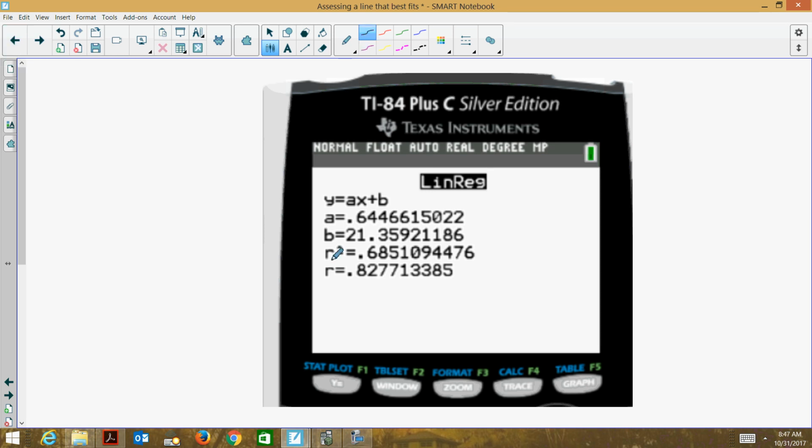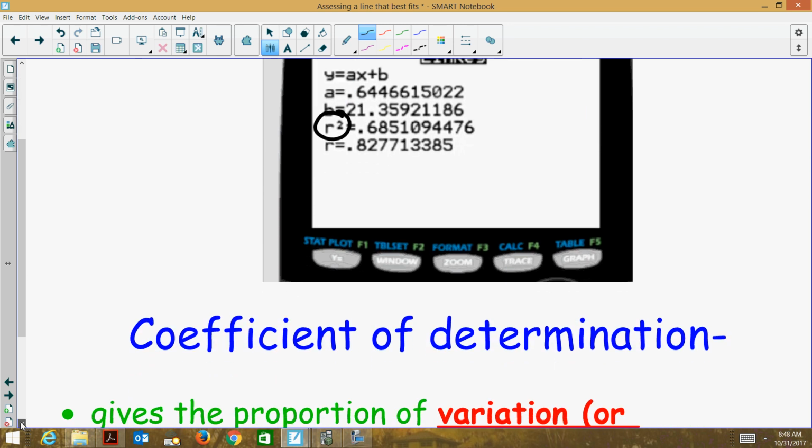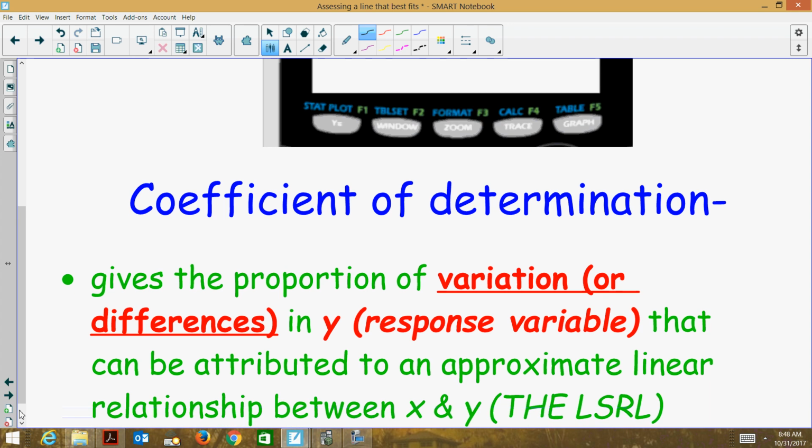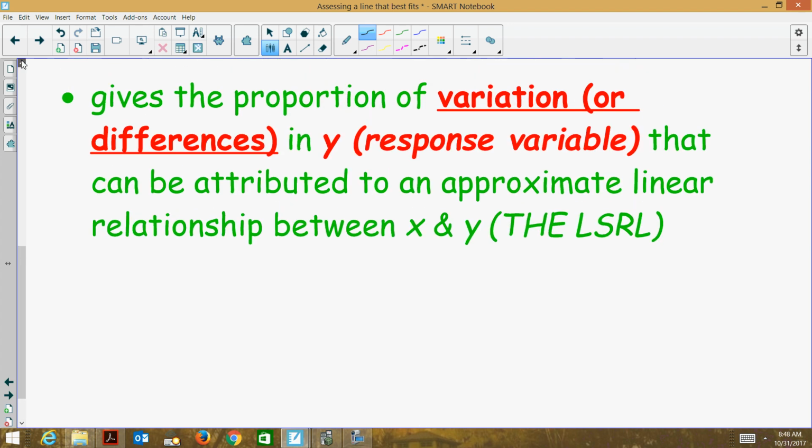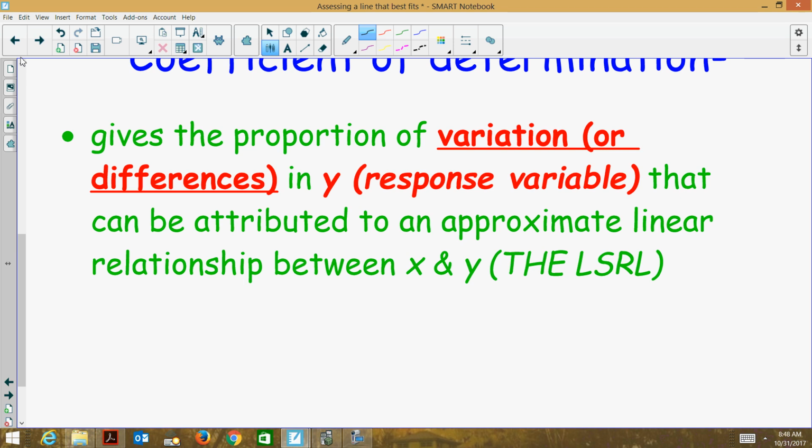And finally, R squared. What does this coefficient of determination mean? The coefficient of determination gives the proportion of variation or differences in y that can be attributed to an approximate linear relationship between the x and y variables. What this is saying is we have a percentage in which the differences of our y values are attributed to, or impacted by, our least squares regression line, the relationship that it has with its x variable.